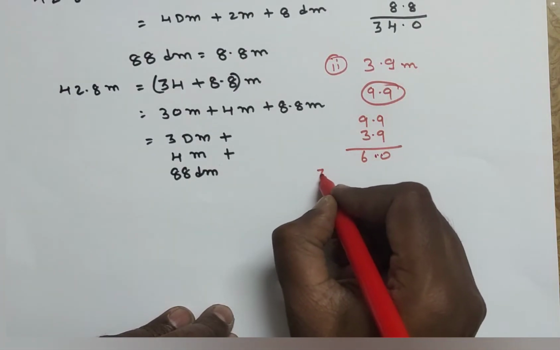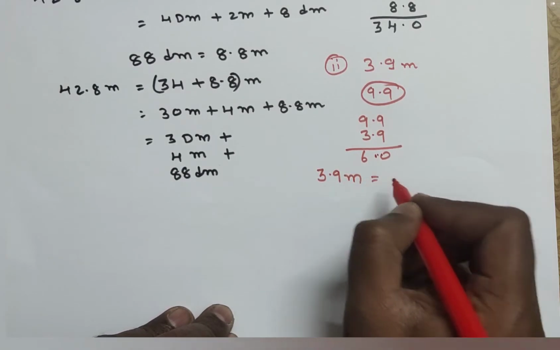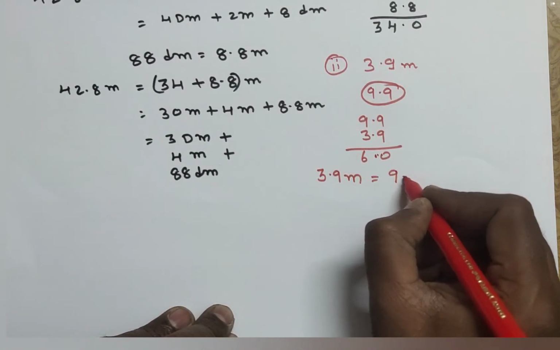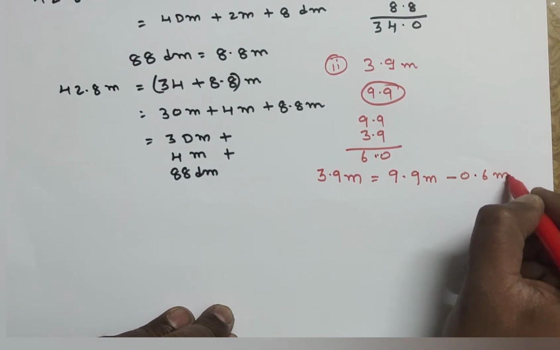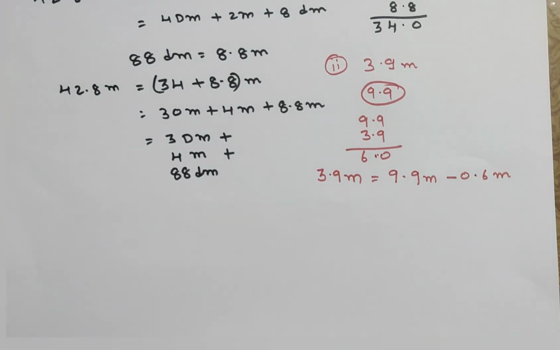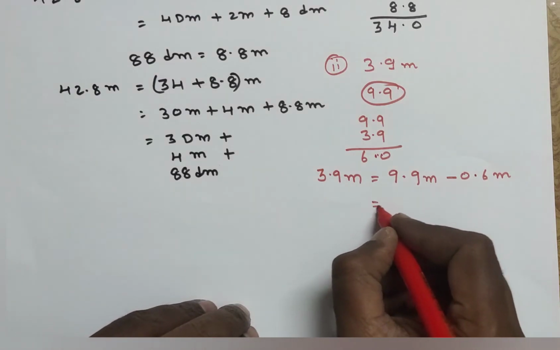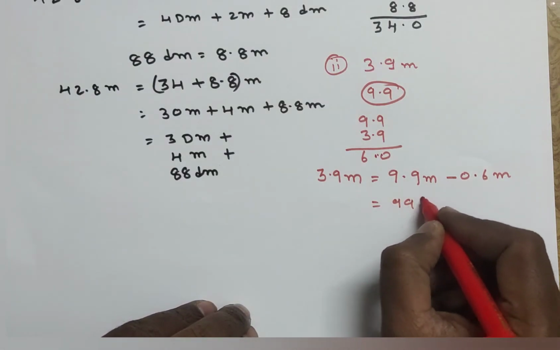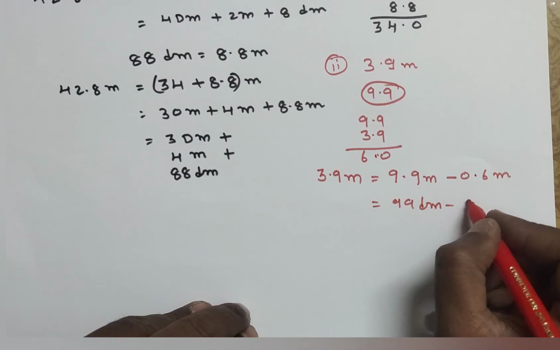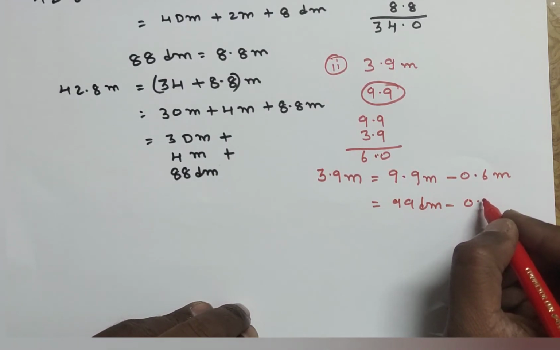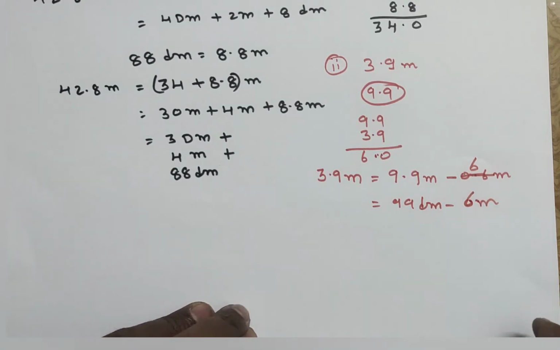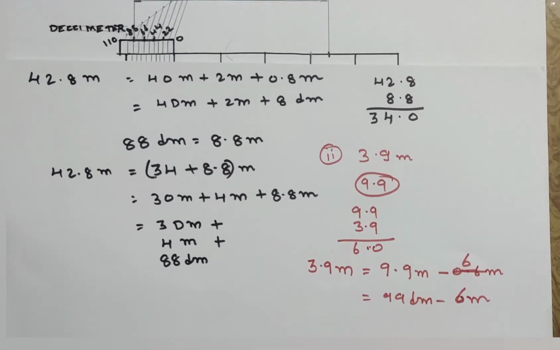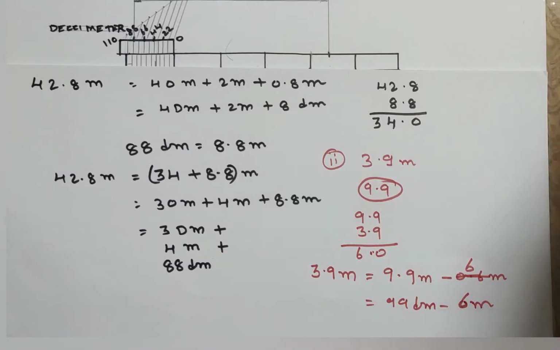So how are we able to write 3.9 meters? That is equal to 9.9 meters minus 6 meters. So always addition is not going to be used, sometimes subtraction also comes into the picture. That is equal to 99 decimeters minus 6 meters. So how do we have to mark these? 99 minus 6. So where is it?